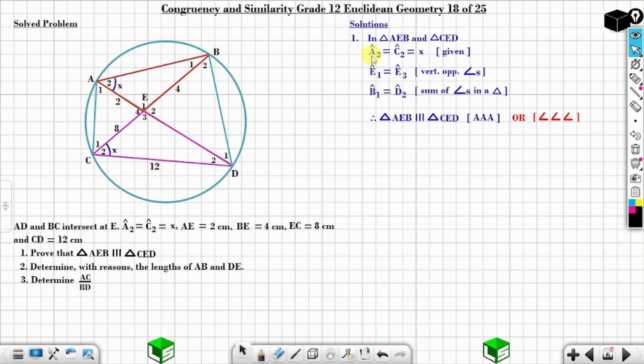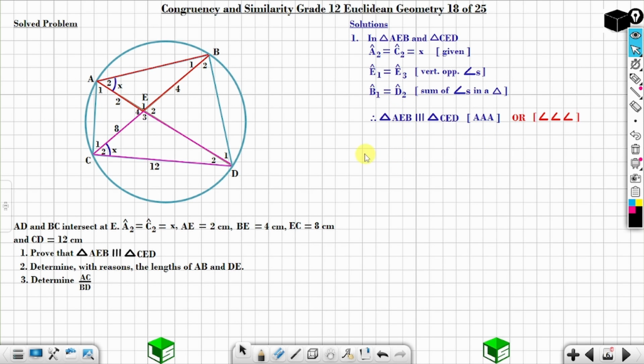Okay, you can see the angle A2 is equal to the angle C2. Okay, angle at A is equal to the angle at C, and angle E1 is equal to the angle E3. Okay, you have E and E. Angle B, the third letter in this triangle, is equal to angle D, the third letter in this triangle. Okay, can you see? Angle B1 is equal to angle D2.